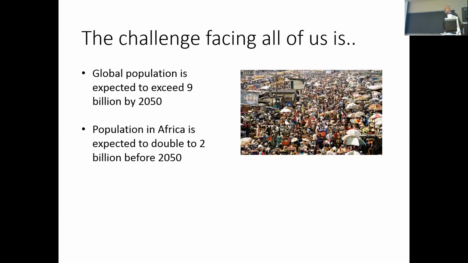Now, more specifically, the challenge facing all of us is that by 2050, global population is going to exceed 9 billion, thus making food security one of the most important challenges and policy objectives of our time. And this challenge is particularly relevant in Africa. I'll just beg your indulgence here. A lot of my examples are going to be coming from Africa because that's where a lot of my experience is.